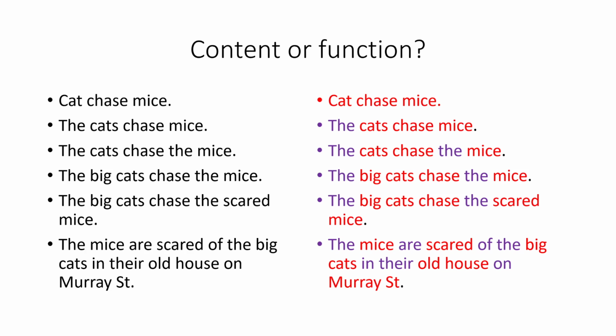right? Again, we've got another, in their old house on Murray Street. So we've got a bunch of prepositional phrases in a row here. Of, in, and on are the beginning of those phrases, and it's preposition plus object, preposition plus object, preposition plus object, right? Of the big cats in their old house on Murray Street. All of these are fast, right?